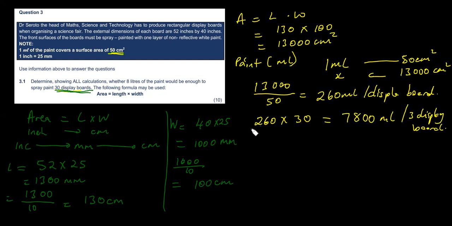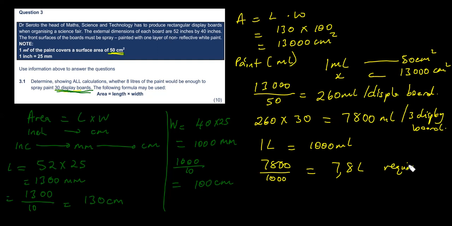So here we want our answer now in liters. How do we get that? We know that 1 liter is equal to 1,000 mils. So here it is going to be 7,800 divided by 1,000, which is going to get 7.8 liters required. And we are told that what is available is 8 liters. So 8 liters is going to be enough.